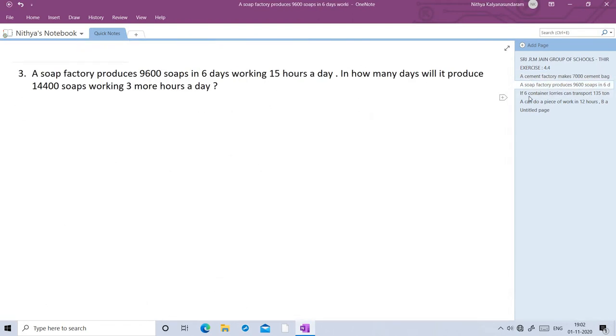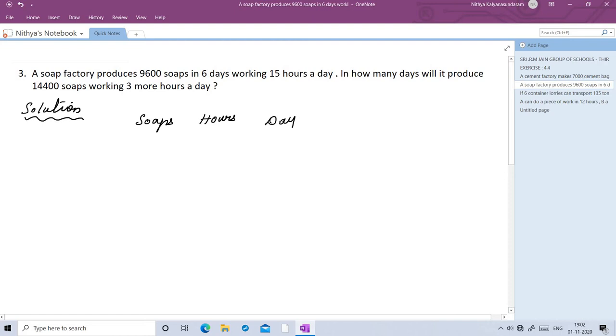Next question. A soap factory produces 9,600 soaps in 6 days, working 15 hours a day. In how many days will it produce 14,400 soaps, working 3 more hours a day? So here also it's given soaps, hours and days.